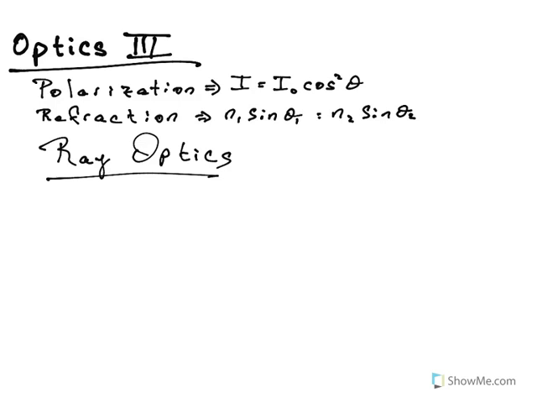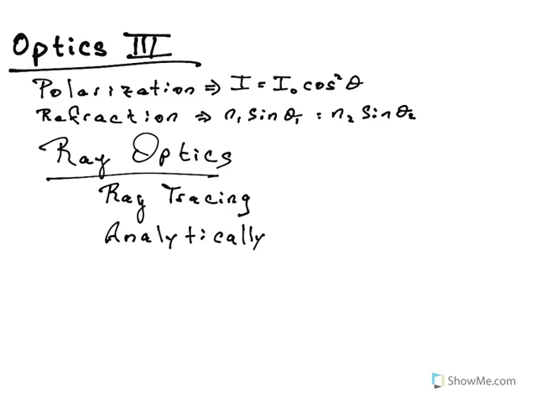Now we're going to do this in two ways. We're going to do this by what's called ray tracing, which is a graphical method of solving problems. And then, of course, we're going to do this analytically, which means we're going to do it by equations. And we're going to find that, if we're accurate, we get the exact same results for the two methods. And if we're a little inaccurate with our drawing, then at least they're similar.